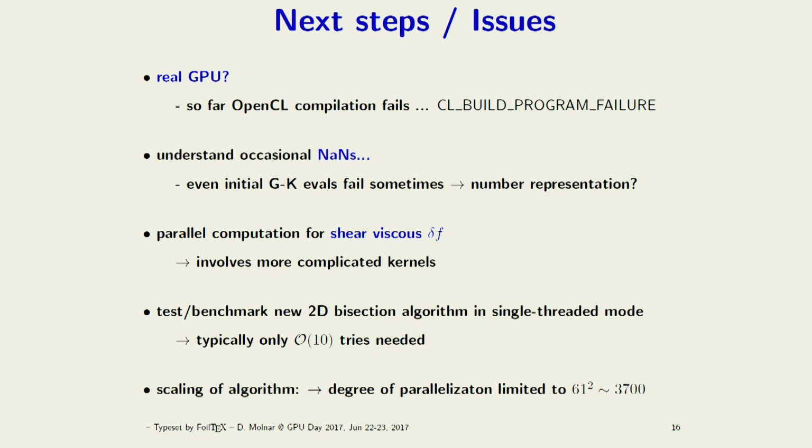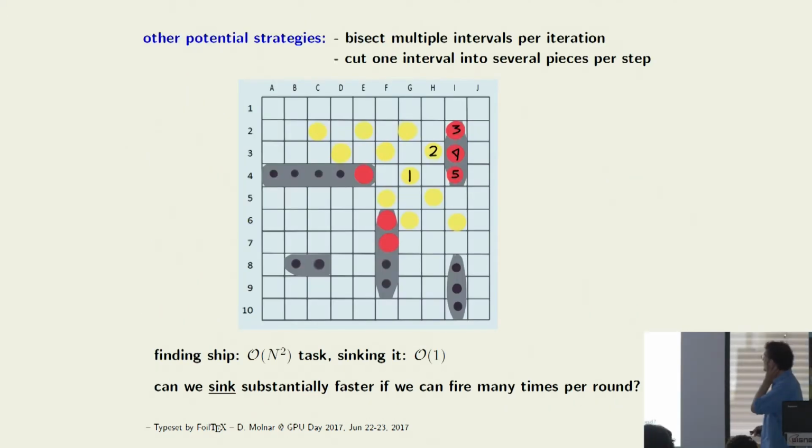But in the longer term, the interesting part, especially for somebody in numerical math, is that this is only, okay, 3,700. It's not any n. You cannot really scale up to any n. To do that, I was thinking about how to do this.